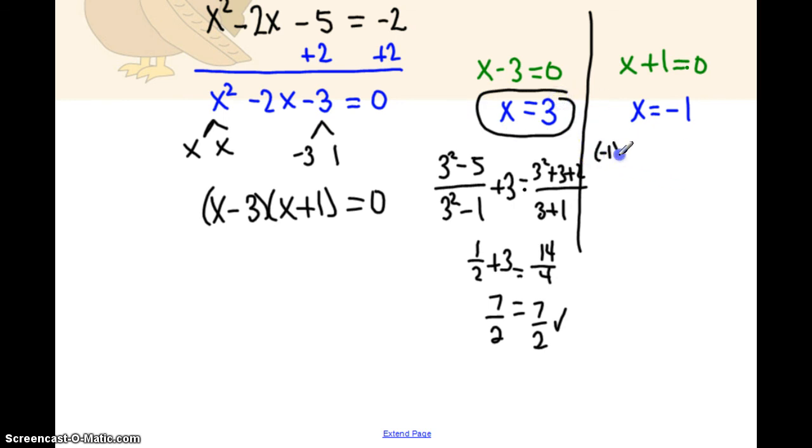When I plug in negative 1 squared minus 5 over negative 1 squared minus 1, I can stop right there. Because in my denominator, I get 1 minus 1, which equals 0. We know we cannot have anything over 0. So x equals negative 1 is an extraneous solution, which we need to cross off.